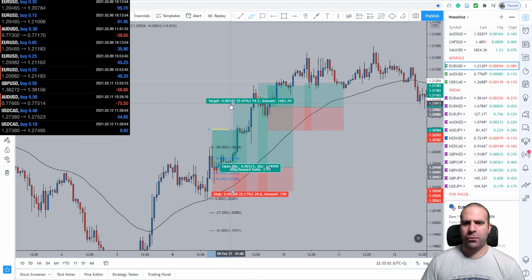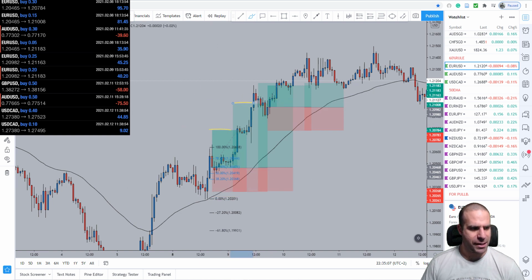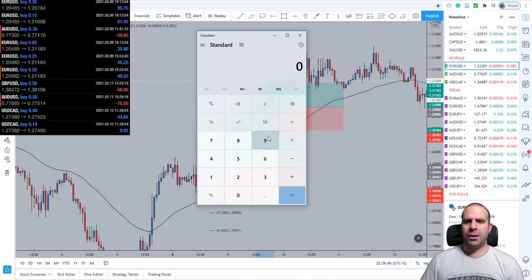Then we went for our second take profit, which was over here, and I closed another 1.5 mini lots with a win of 81.45 euros, and then I closed another 0.5 mini lots, or 5 micro lots, over here. This one gave us a win of 35.9 euros.